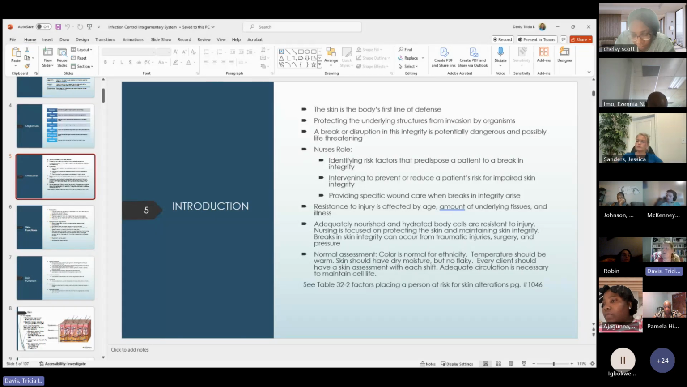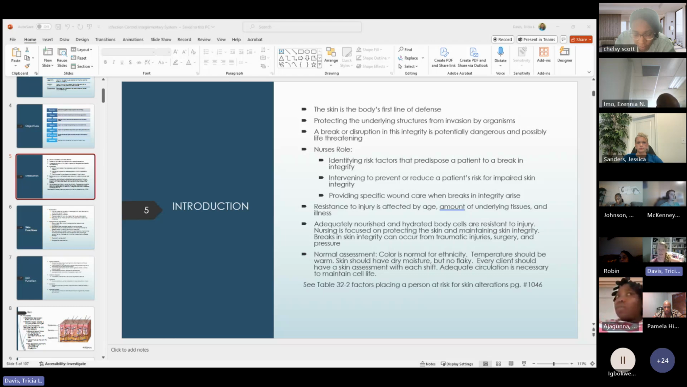All right. So when we think about the body and the different areas of protection that we have to protect us from things, we think about our skin as being the body's first line of defense. So it protects all of the underlying structures underneath our skin so that infection can't get through. So you always want to remember that anytime you have any type of break or disruption in the integrity of your skin, there's obviously the potential for some type of infection, which we know, depending on that host's immune system, could be life-threatening.